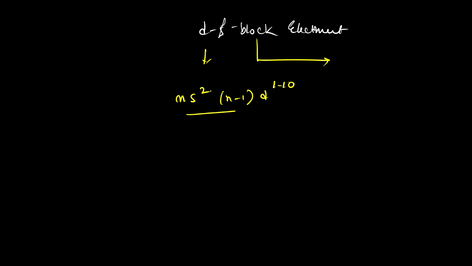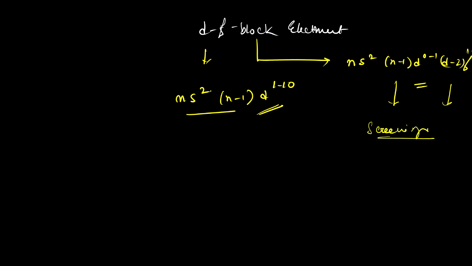And for f block elements, the configuration is ns2, (n-1)d 0 to 1, and (n-2)f 1 to 14. So here d orbitals are incorporated, and here f orbitals. Because of the high difference in penetrating power, f orbitals give high effective nuclear charge, because the screening effect is very low compared to other orbitals. That's why the nuclear charge is high, the size is very small, so orbital contraction happens. And this special case is known as lanthanide contraction.